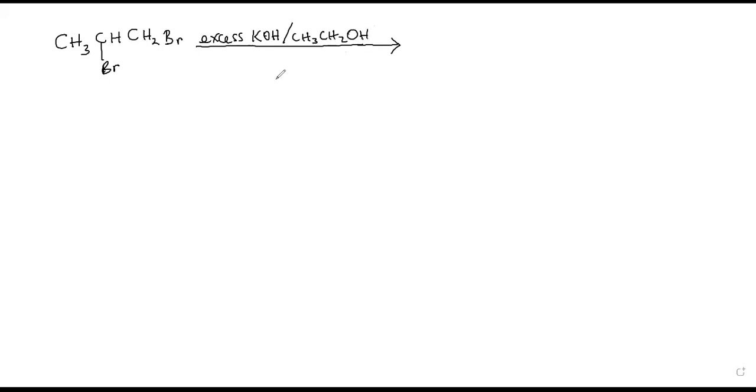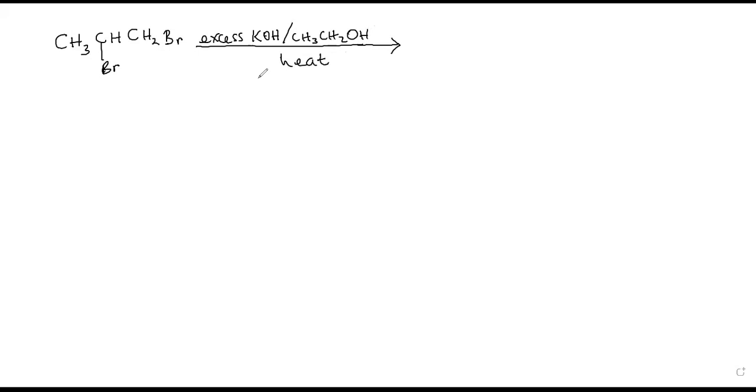CH3, CH, Br, CH2Br, that is also a dihalide, provided you see two halogens. Excess potassium hydroxide, then heat.